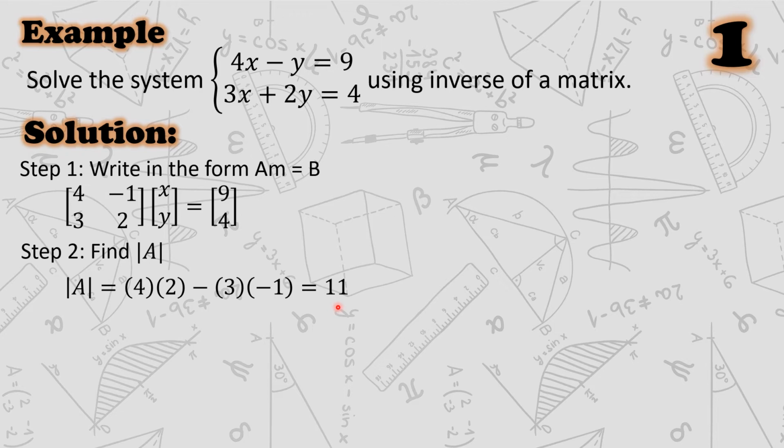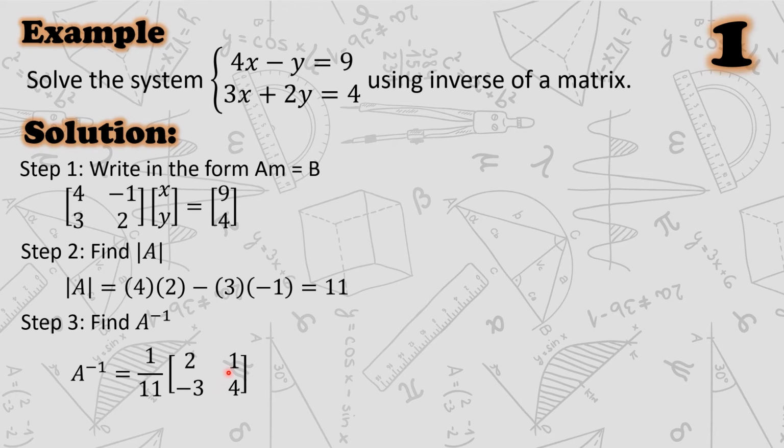Next step, we'll find the inverse of matrix A. That is 1 over 11, scalar multiplication, matrix with main diagonal 2, 4. These are the swapped elements of the original coefficient matrix. And in the other diagonal, we get the negative of the elements in the other diagonal of matrix A, or the coefficient matrix. That is 3, negative 1. Then it becomes negative 3, positive 1.